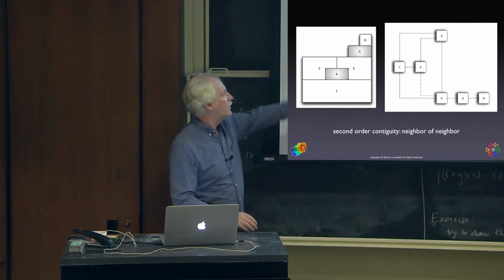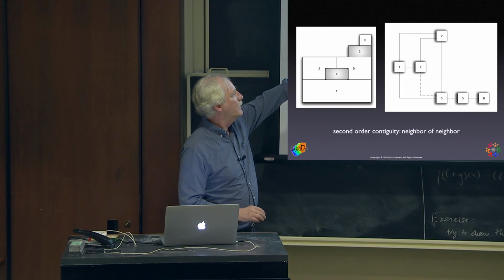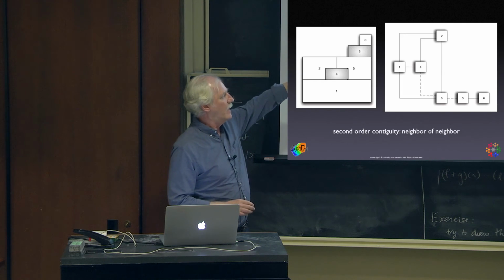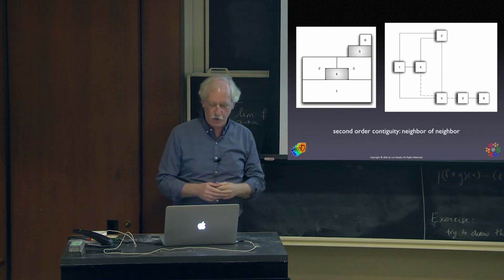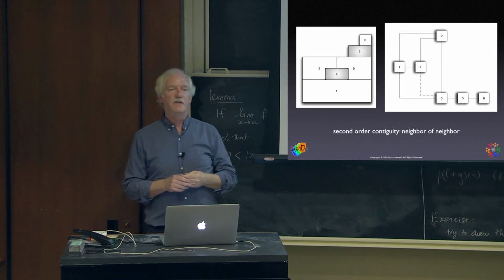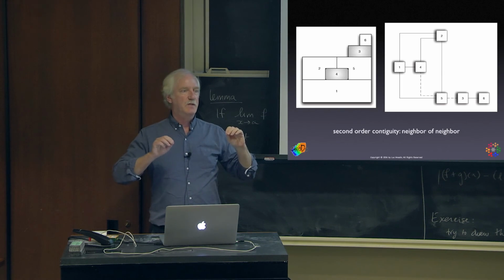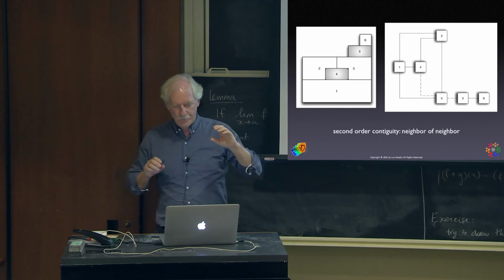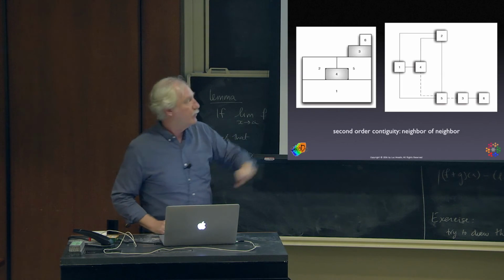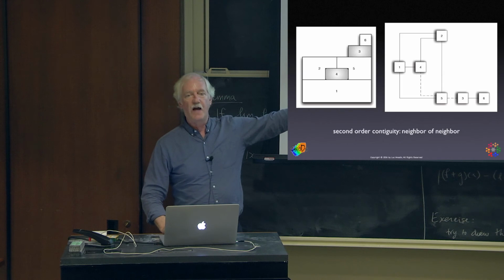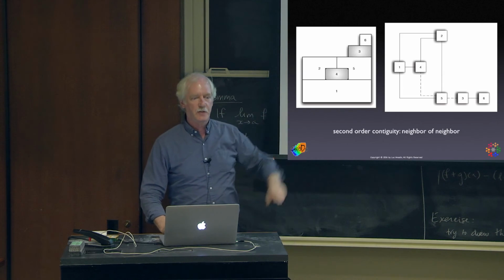So second order neighbor, 4 and 3, 5 is in the middle, right? And you can do this in the network structure. You can think of this as taking 2 steps in the network structure. So you go from 4 to 3 via 5, right? So there's an extra step.